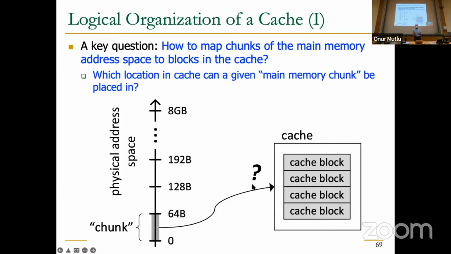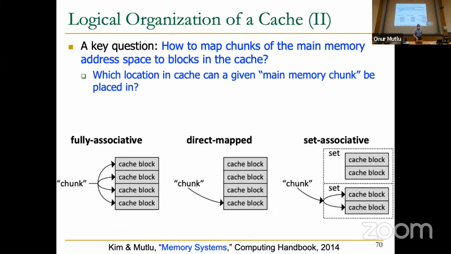And we will see examples that are very flexible. This chunk can be placed in any potential location in the cache. And examples that are very inflexible. This chunk can be placed in only one possible location in the cache. And this will lead to some hardware trade-offs as well as performance trade-offs. And we will see the reason for this. And these are the several examples we will cover in a little bit more detail.